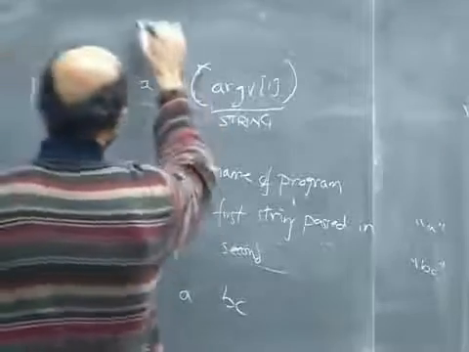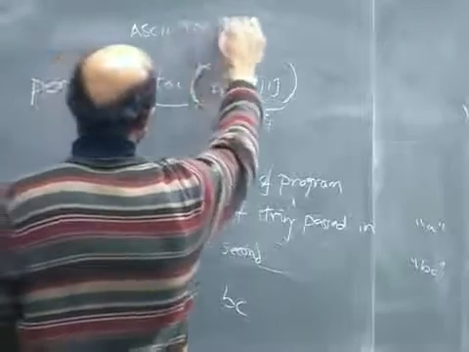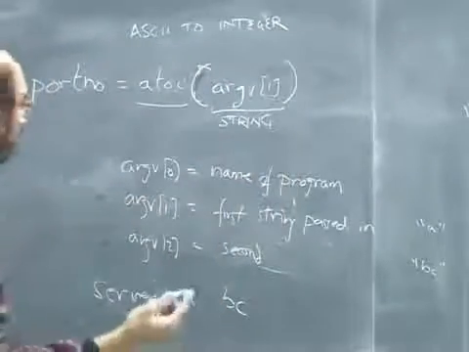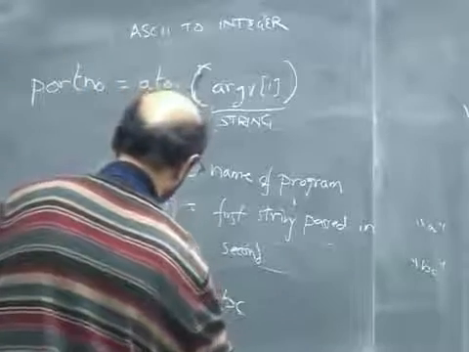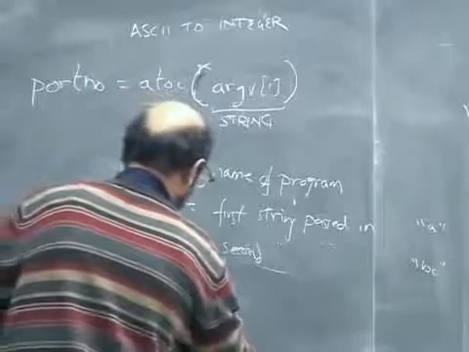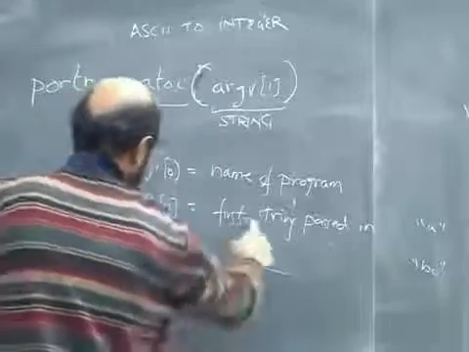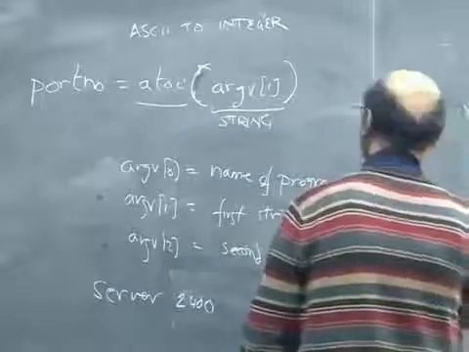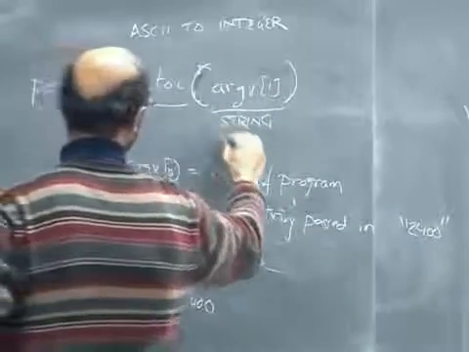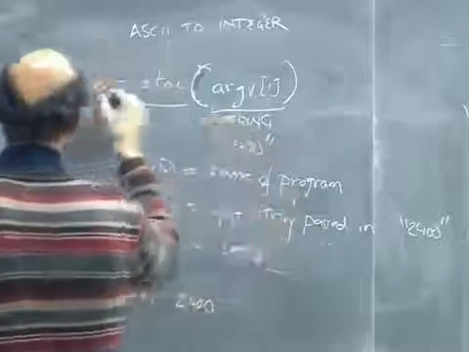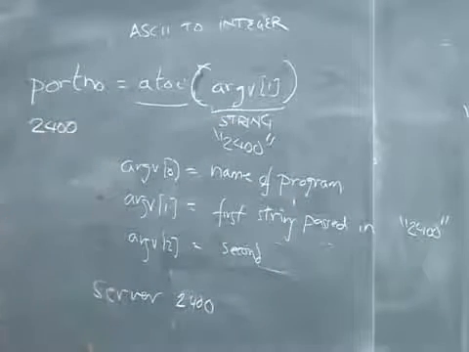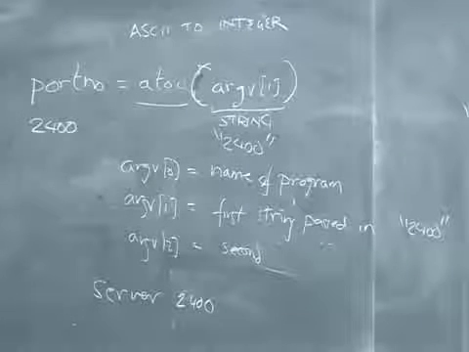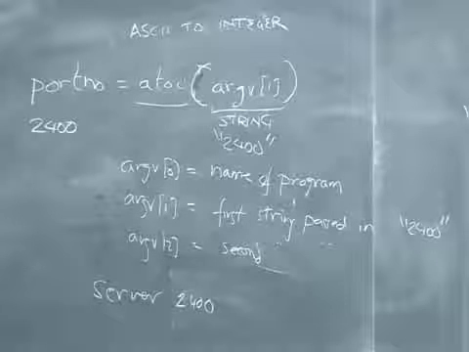So atoi stands for ASCII to integer. It's taking that string, let's say in this case I say server and give it 2400, then I'm going to get the string 2400. And this is going to be 2400, the integer, because atoi converts the string into an integer. That's atoi for you, and that's why we need it.